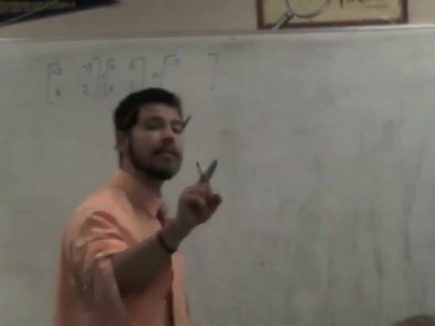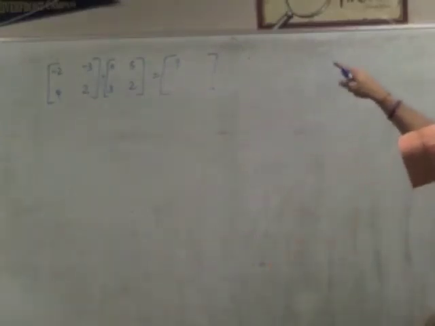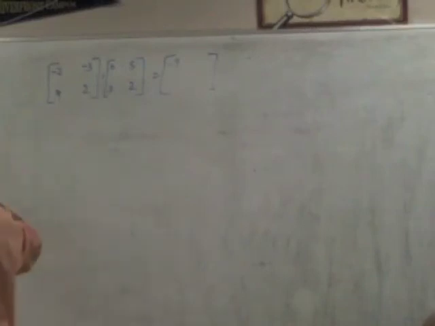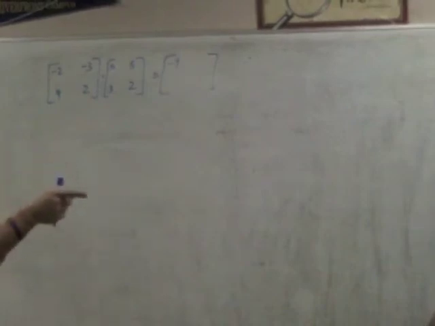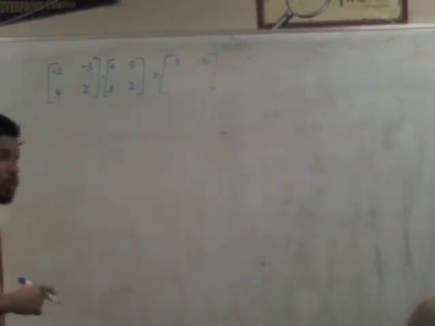Can somebody raise their hand and tell me what goes next? Think about it. I want to have row times second column. Would it be negative 2 over the 5? Yes, which would give you negative 10. And then negative 3 over the 2, which is negative 6. Add them up: negative 16. Negative 16 is the right answer. Okay, that's what we're doing.